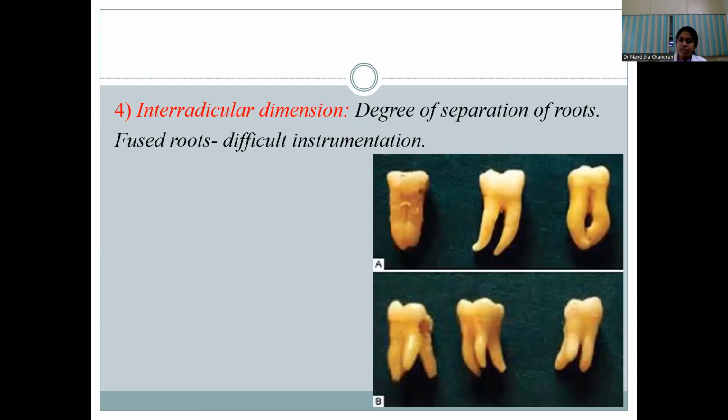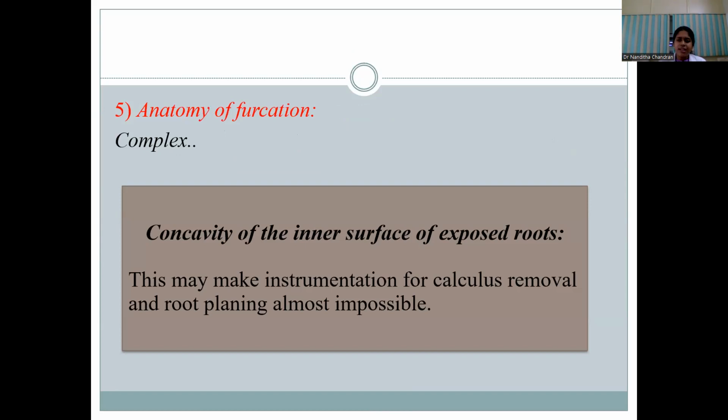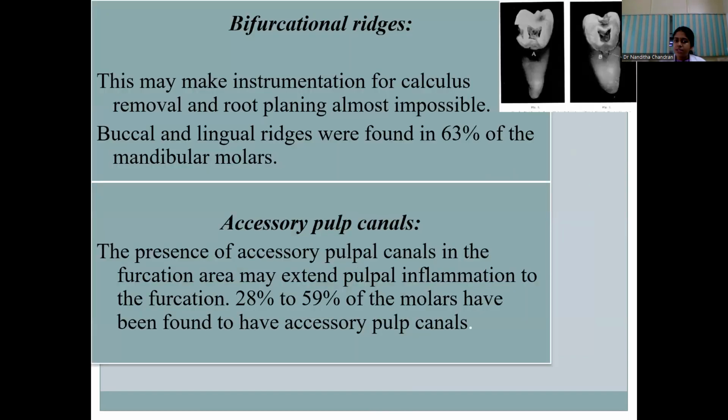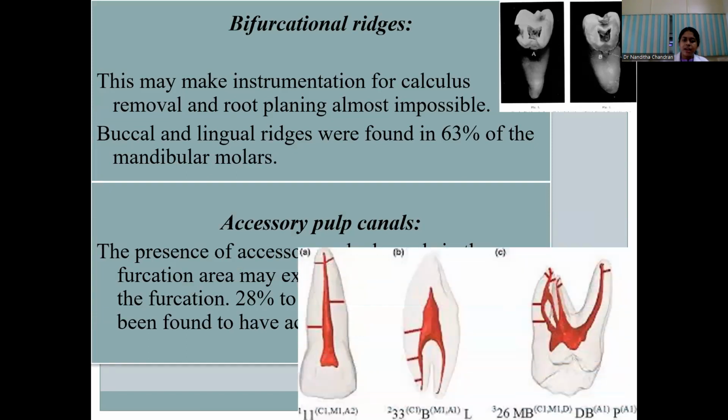Next is interradicular dimension, that is the distance between the roots, the degree of separation. If widely separated, we can have easy instrumentation. If fused, instrumentation will be difficult. Always, this entire furcation anatomy is a complex one. We have various abnormalities, for example, concavities in the inner aspect, so local factors, plaque and calculus get attached to it and instrumentation becomes difficult. Then we have bifurcation ridges and accessory pulpal canals. See the picture, you have multiple extra or accessory pulpal canals which cannot always be located. These are all pathways of communication between the pulp and the periodontium.